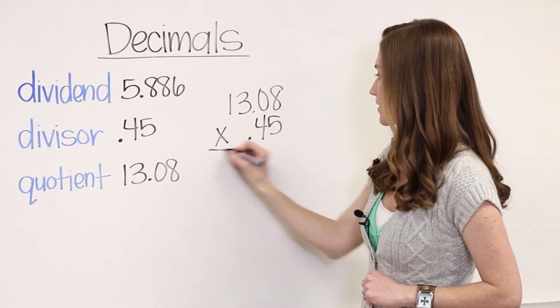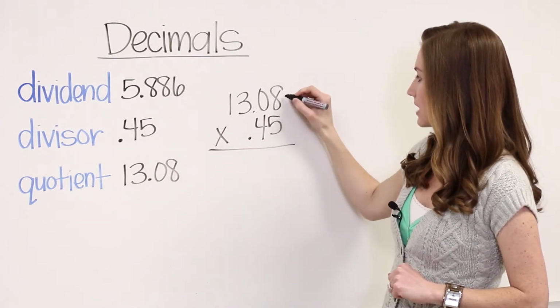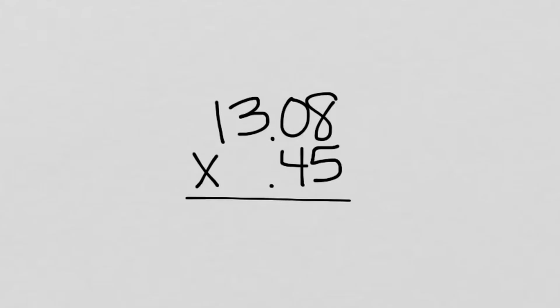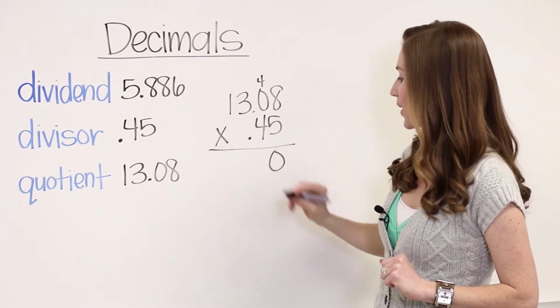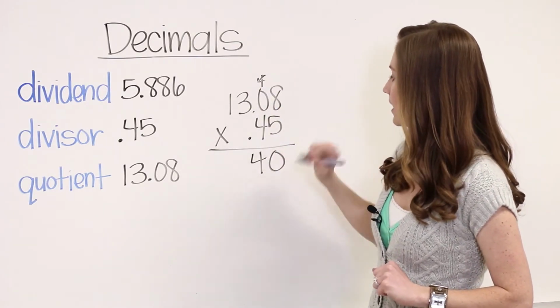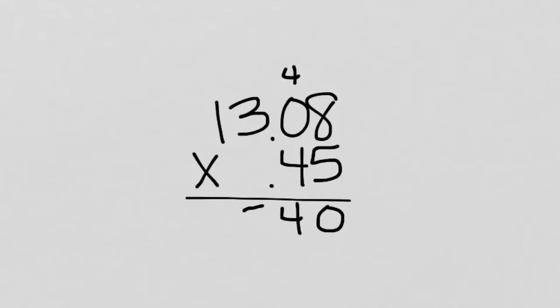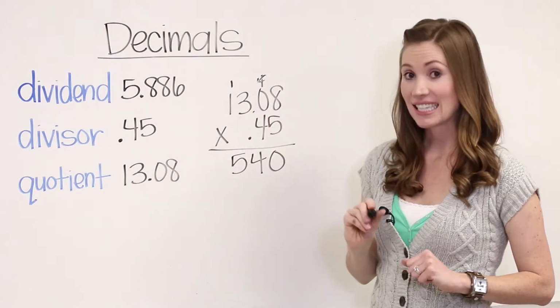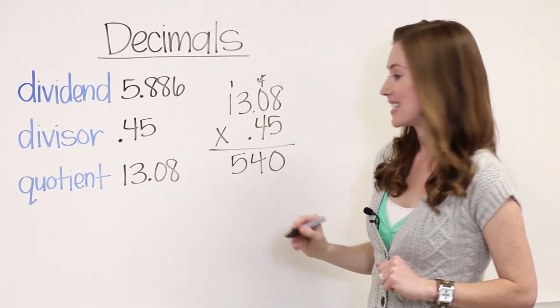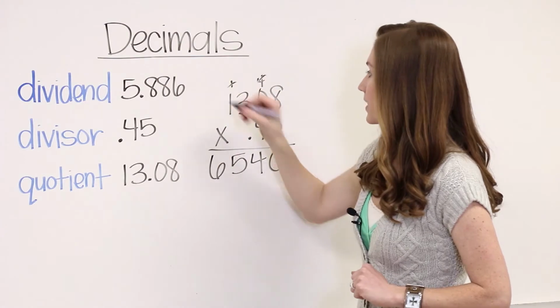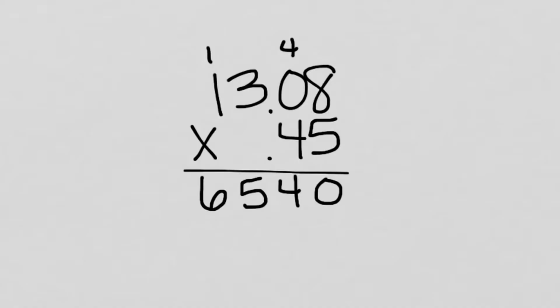45 hundredths. 5 times 8 is 40. We write the 0, carry the 4. 5 times 0 is 0, plus 4 is 4. 5 times 3 is 15. We write the 5, carry the 1. 5 times 1 is 5, plus 1 is 6. Now we need a placeholder. We're moving on to our tenths place.